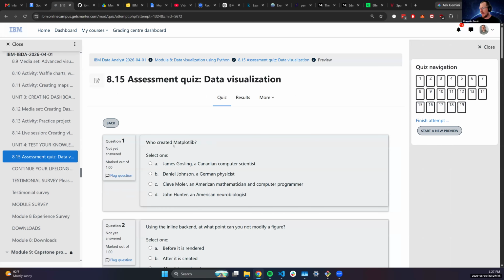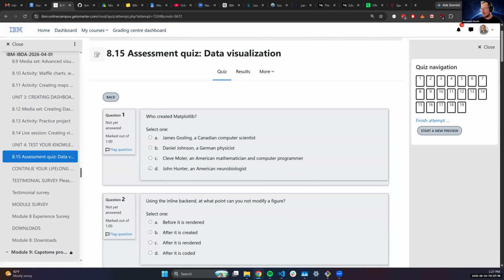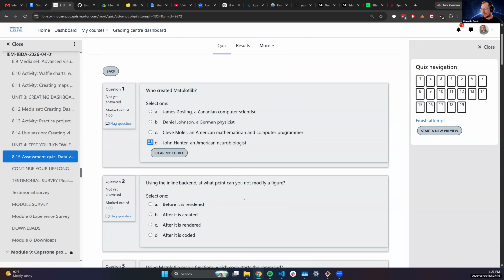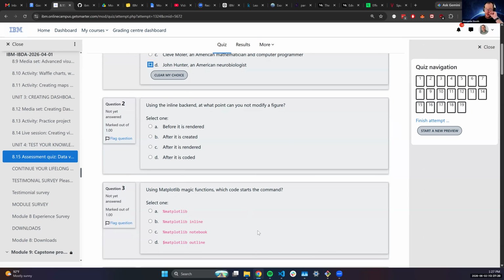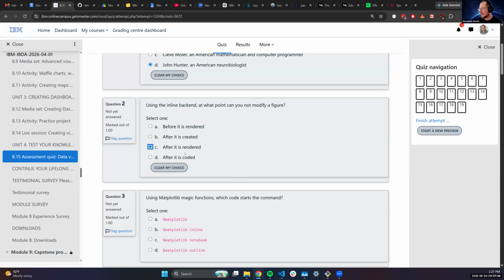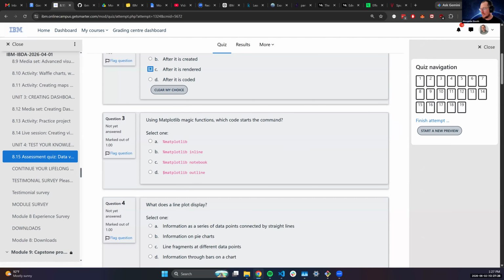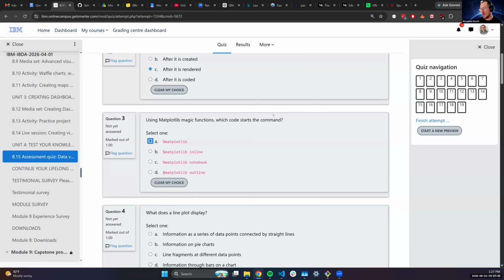All right. Who created Matplotlib? That's going to be John Hunter. We said that at the beginning of class. At what point can you not modify a figure after it is rendered? Oh, we got 19 questions. Oh, God. Which code starts the command? Percent matplotlib is the start of a command. All these other ones are magic functions.